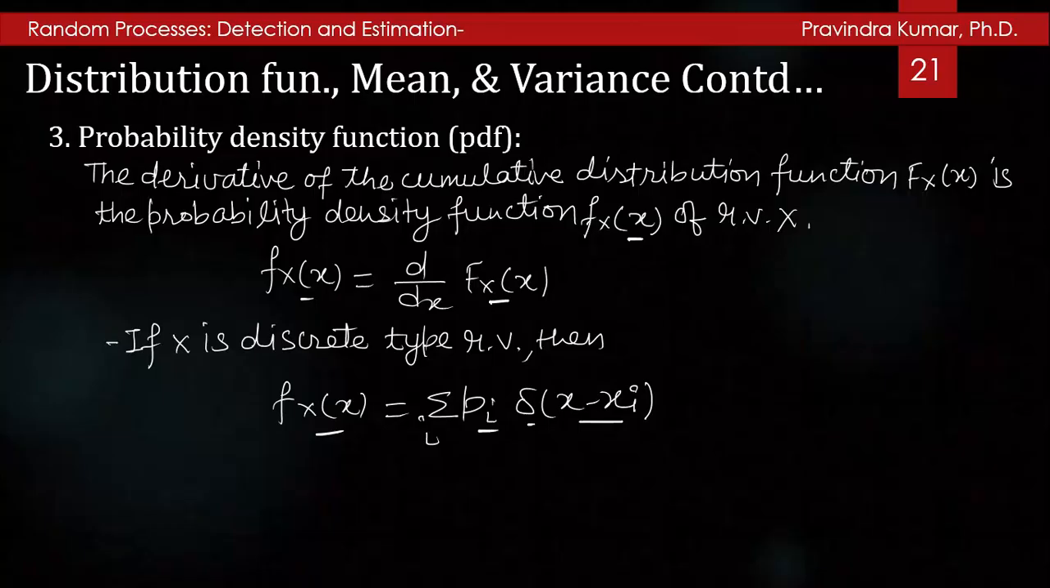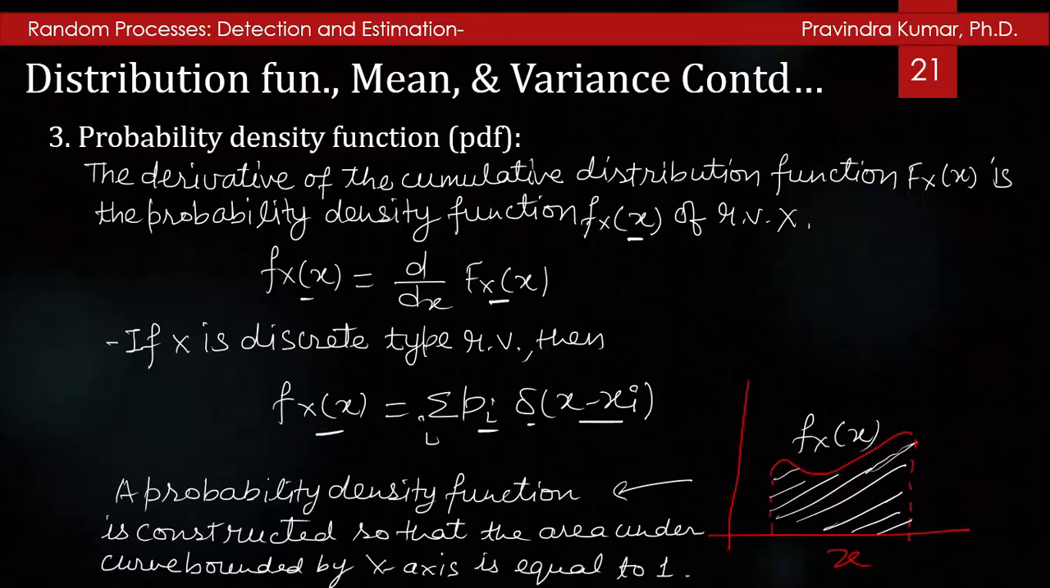as you can see in the previous example number 29. And a probability density function is constructed so that the area under the curve bounded by the x-axis is equal to 1 when computed over the range of random variable X, for which the PDF fx(x) is defined.